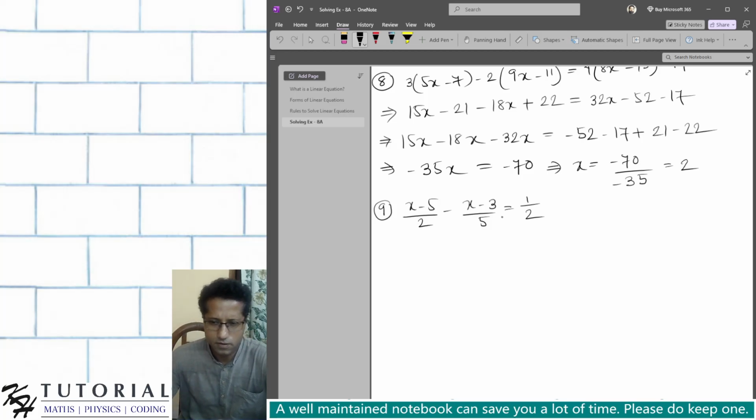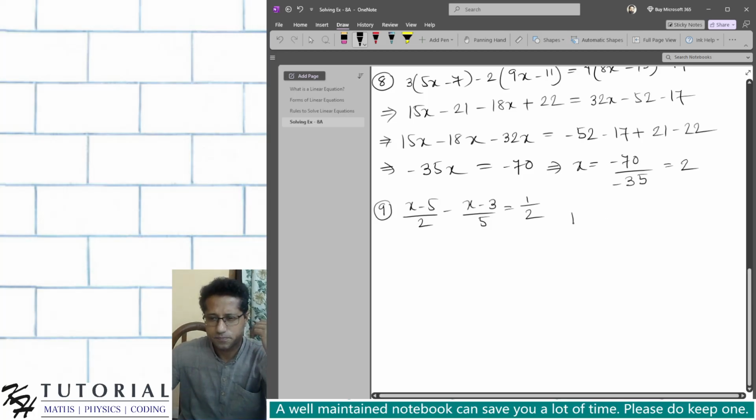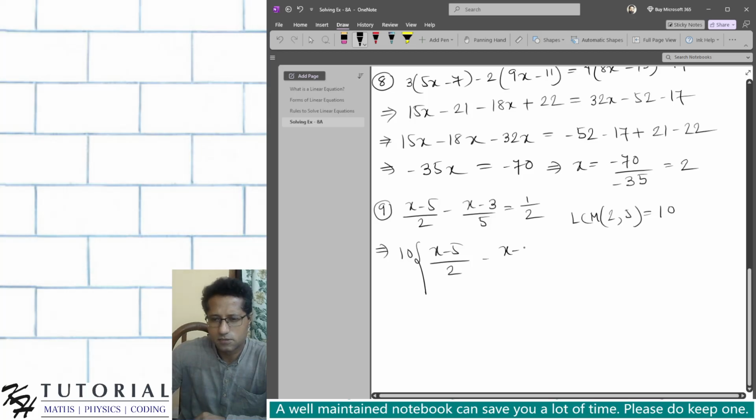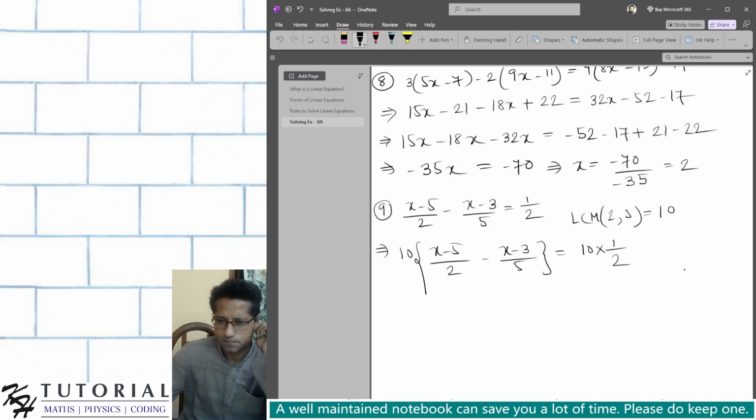So we can easily convert this equation to simple form by multiplying both sides by the LCM of 2 and 5. LCM of 2 and 5 is 10. So we have to multiply both sides of the equation by 10. So we get 10 times the left hand side, x minus 5 by 2 minus x minus 3 by 5, and the right hand side is 10 multiplied by half. The right hand side is half, so we have multiplied 10 to both sides of the equation.